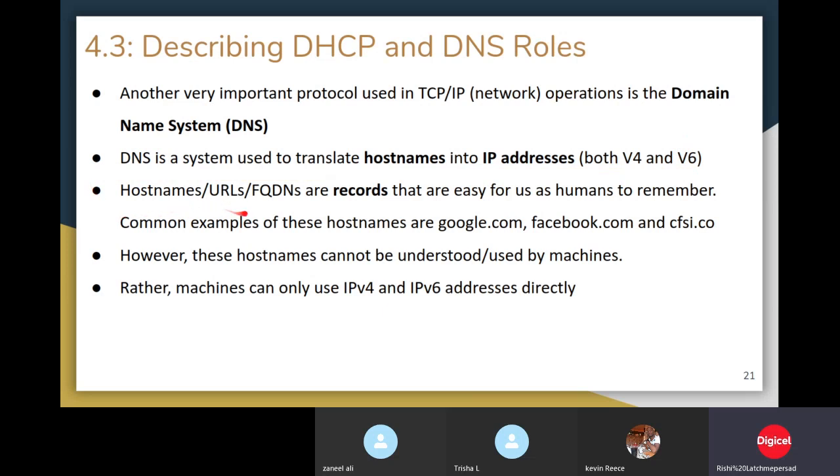Host names, or URLs, or FQDNs, fully qualified domain names, are records that are easy for us as humans to remember. If you look up the in-depth definition, you'll see that these things are technically different, but just for your understanding, think of these as the same thing. Common examples are google.com, facebook.com, and cfsi.co.